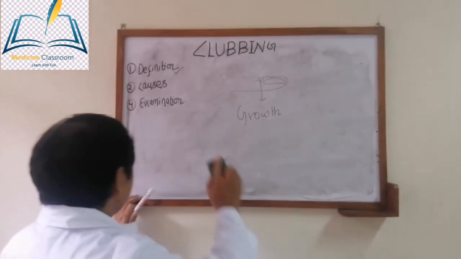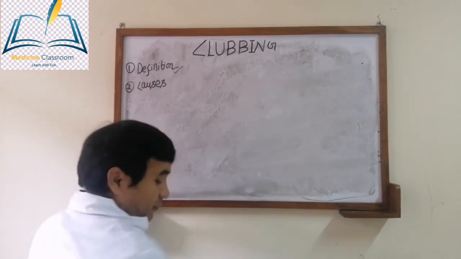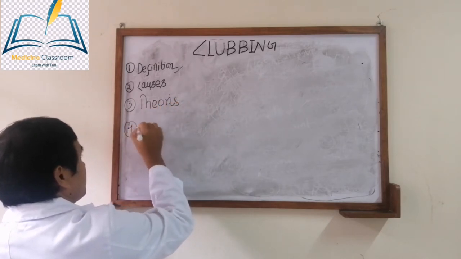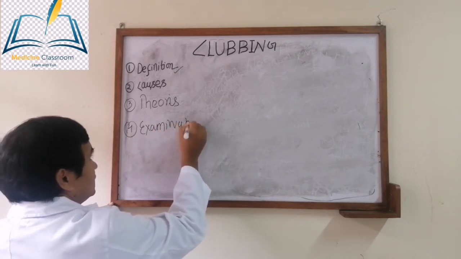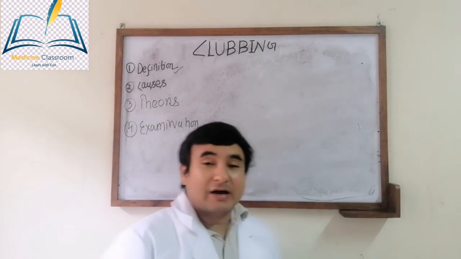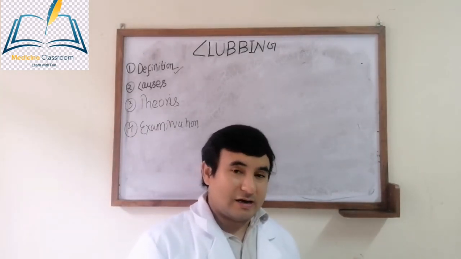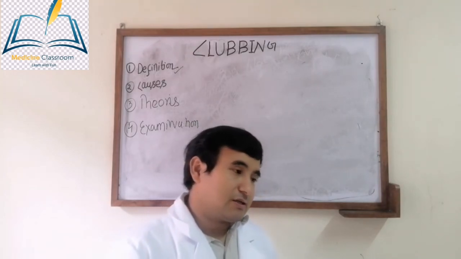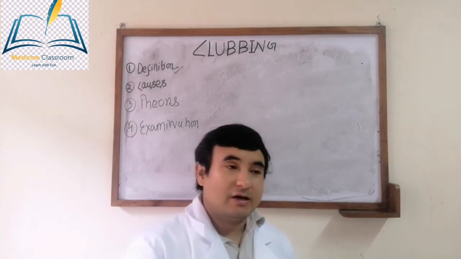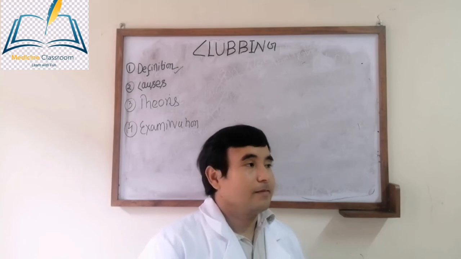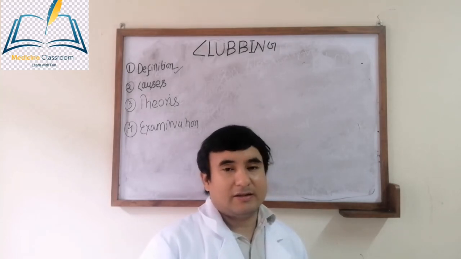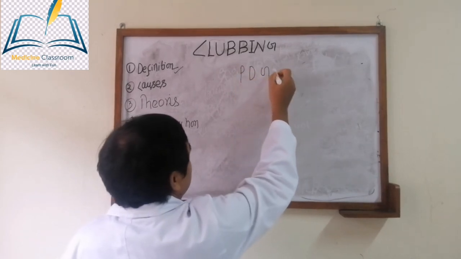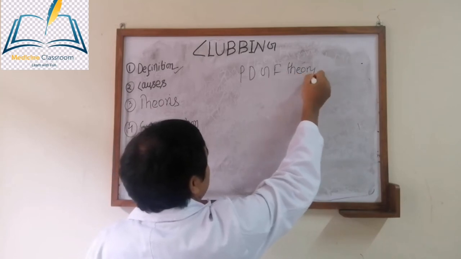So before going to the examination part, I have forgotten one thing here. What are the theories of the clubbing? There are so many proposed theories, like the hypoxic theory, where because of the lack of oxygen, there is clubbing. There is the ferritin theory, where a high level of ferritin causes the clubbing. But the most important and most widely accepted theory is the PDGF theory, that is the platelet derived growth factor theory. That is what I am going to explain today, because it is the widely accepted theory.